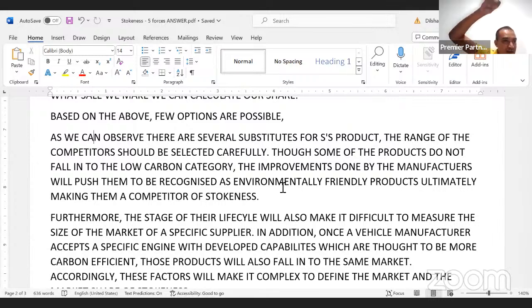Now, you are also in that category, no, environment friendly battery. Then all producers of environmentally friendly batteries will become a market. In that, what is your share?